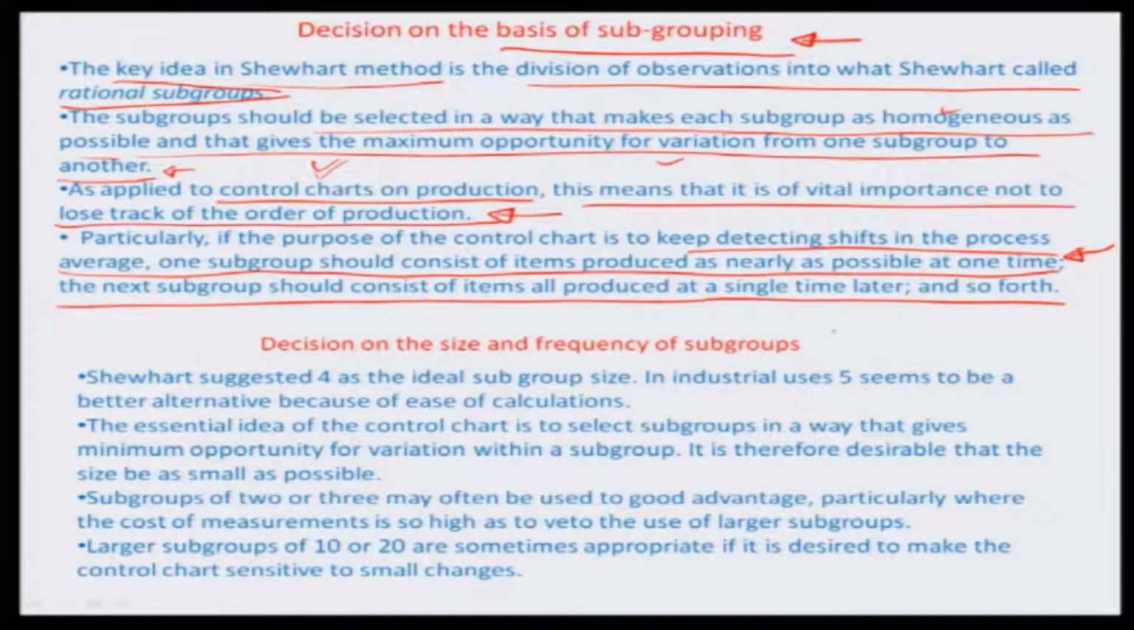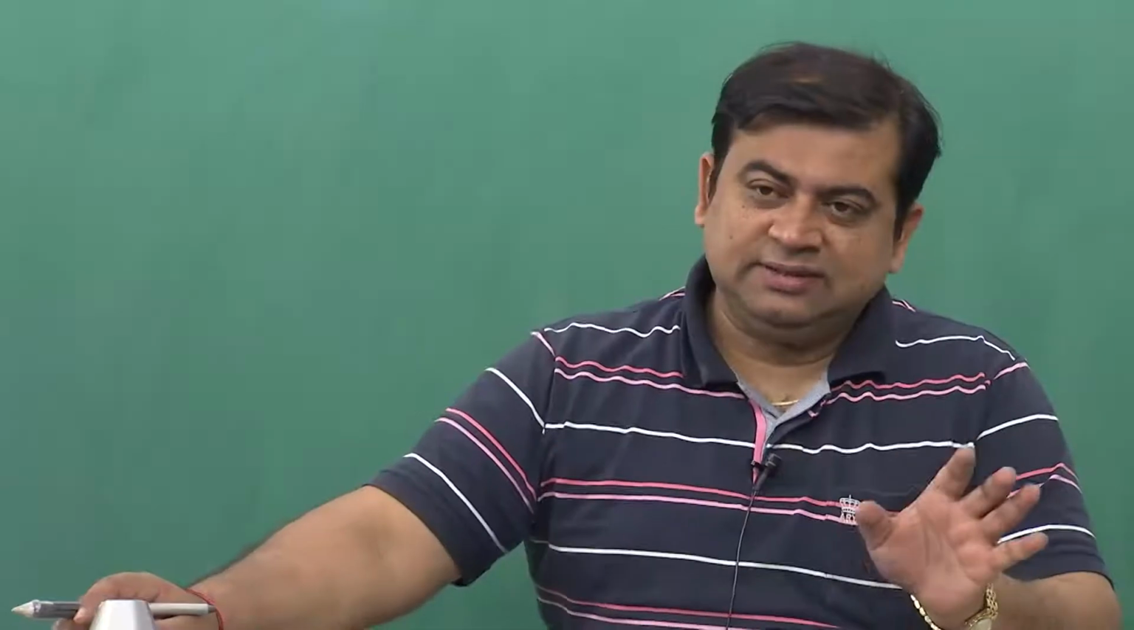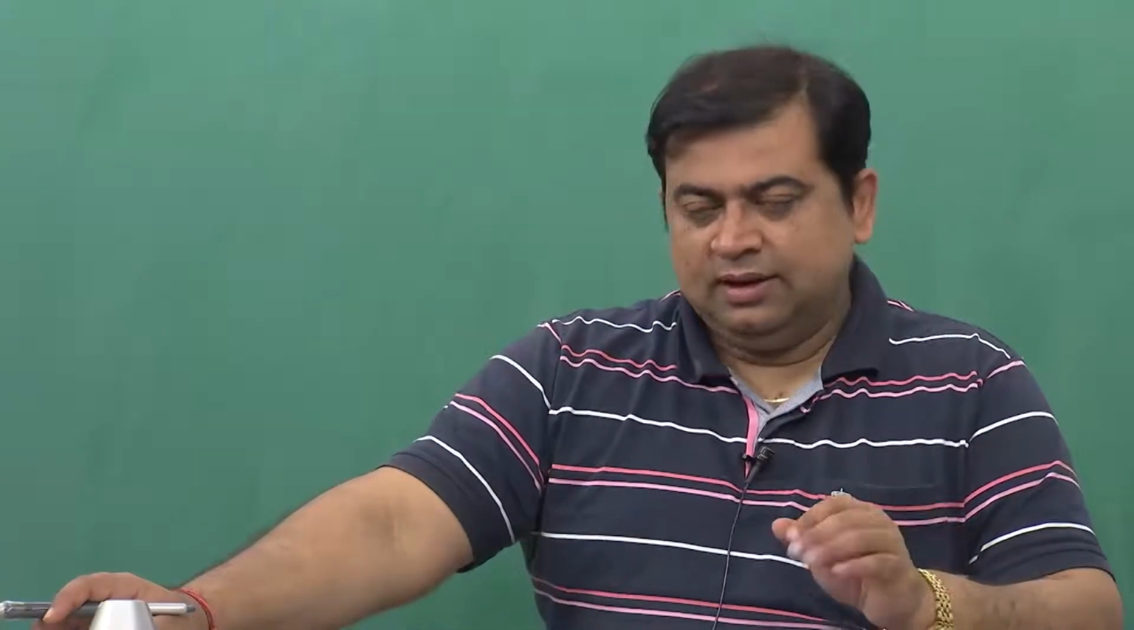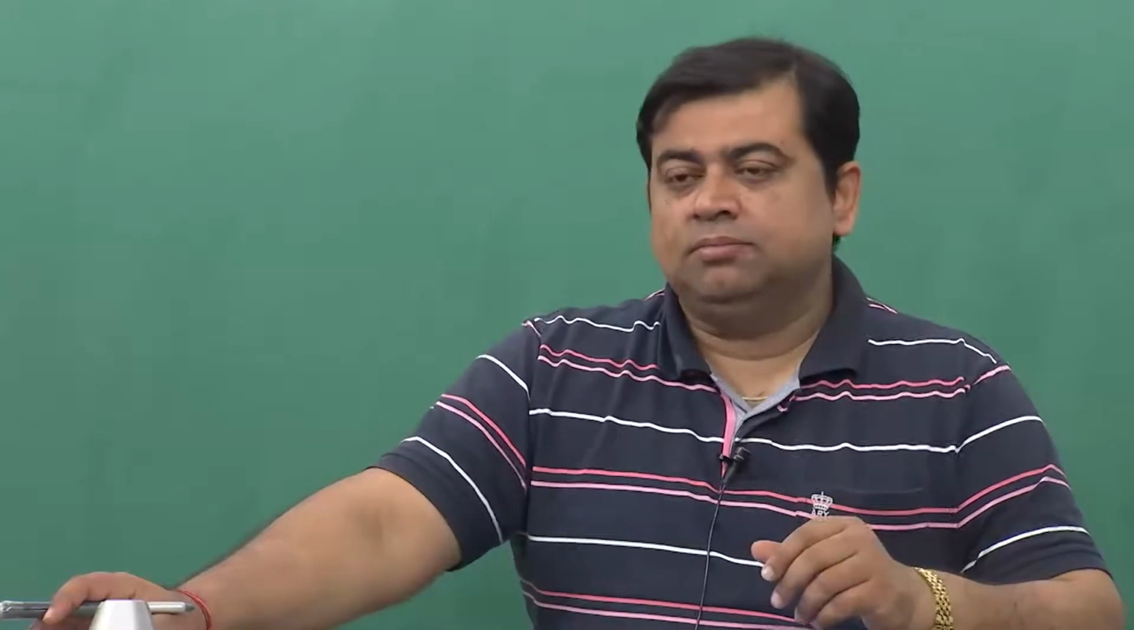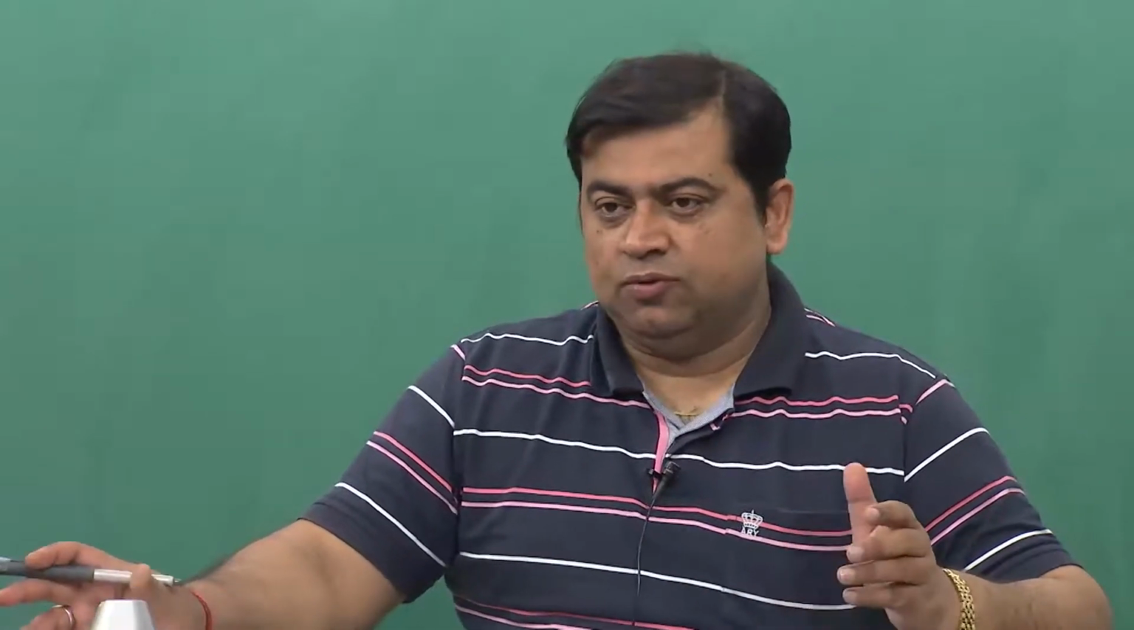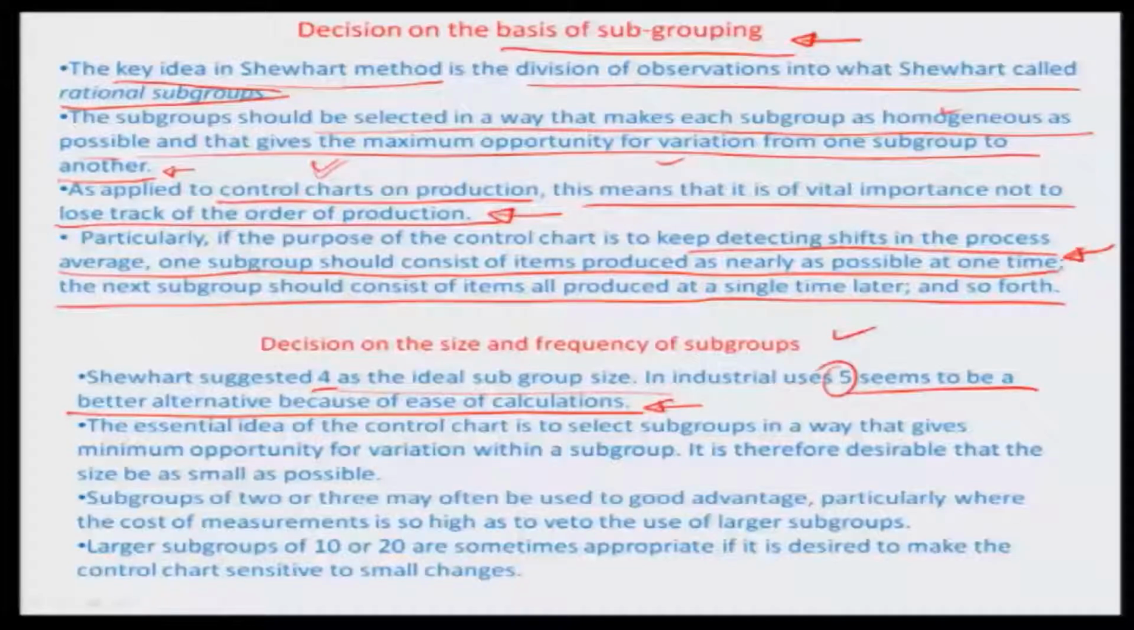Then comes the decision on size and frequency of the subgroups. Shewhart, when he did his control chart experiments, suggested 4 as an ideal subgroup size, but in industrial use 5 seems to be a better alternative because of the ease of calculations, particularly when you are talking about coded variable analysis, so that the computations reduce. You have just seen in the last lecture how a coded variable can be done. A multiple of 5 or 10 is always an easier calculator in comparison to a group size like 4 or 6. So therefore 5 seems to be better, although 4 was considered to be an ideal subgroup at that time.